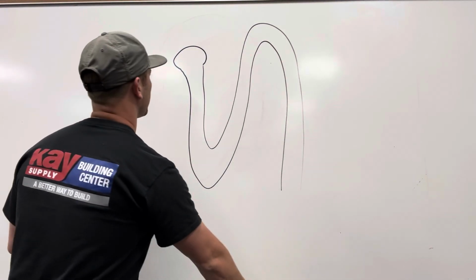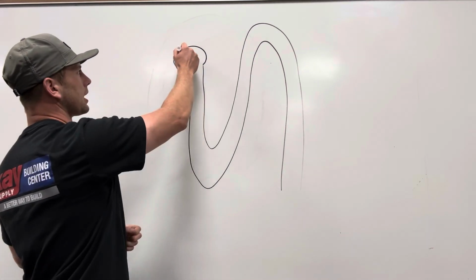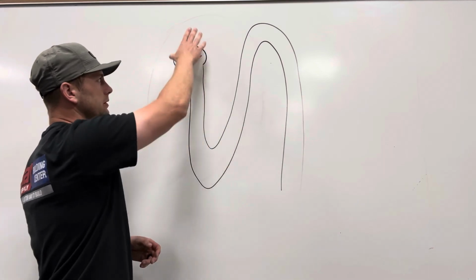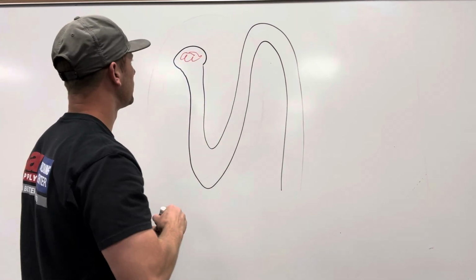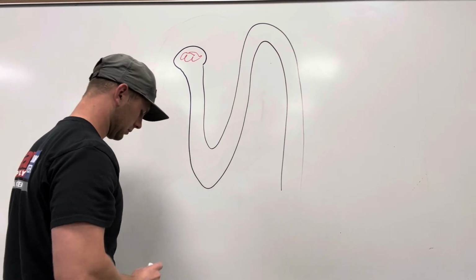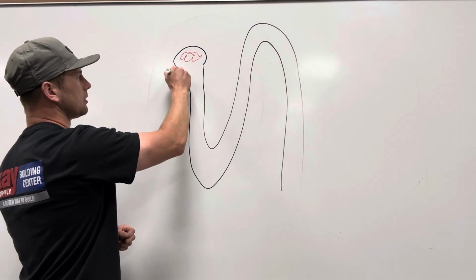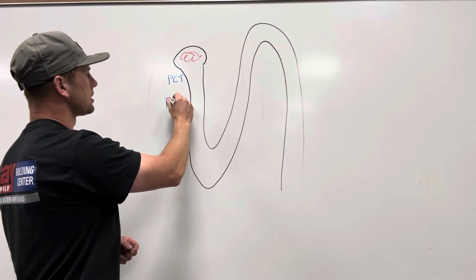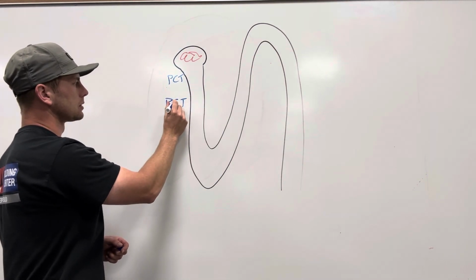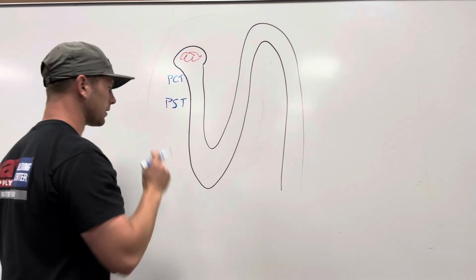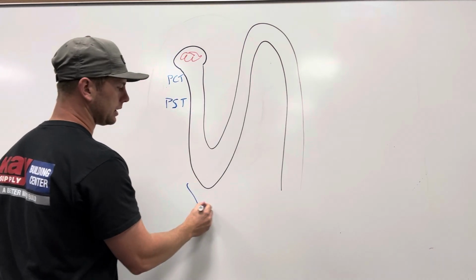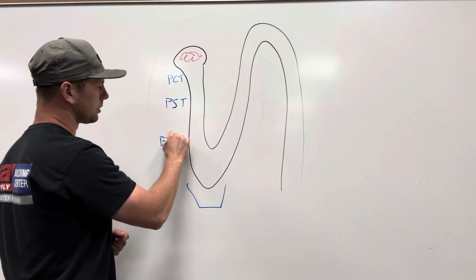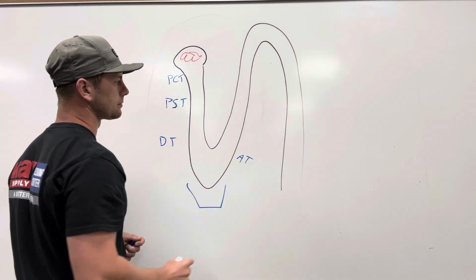But this is the glomerulus. This top part, it has a capillary bed, and that's where things are filtered. And then we have the PCT, or proximal convoluted tubule, the PST, proximal straight tubule. It's a bad S, it's all right. And then we have our loop of Henle right here, and it's the descending tubule and then ascending tubule.